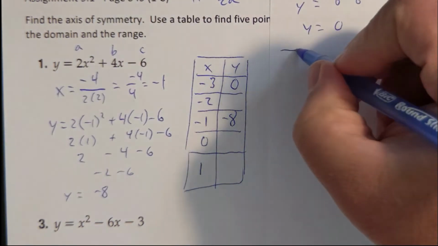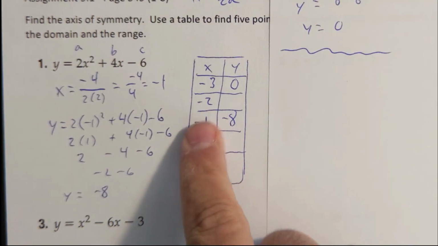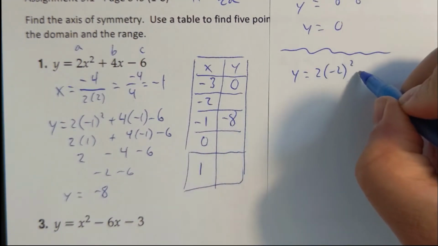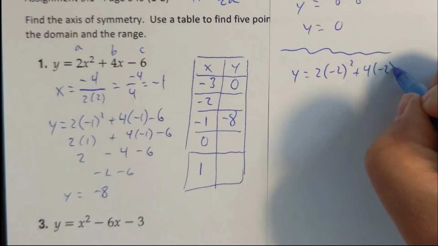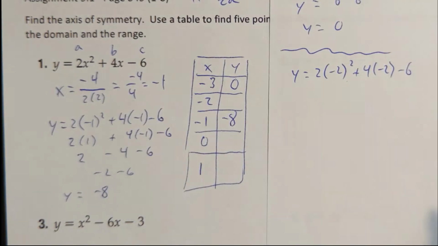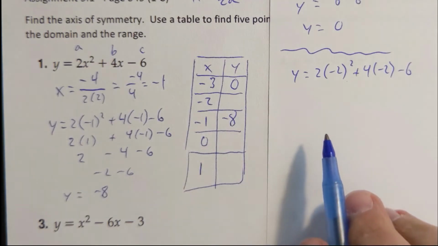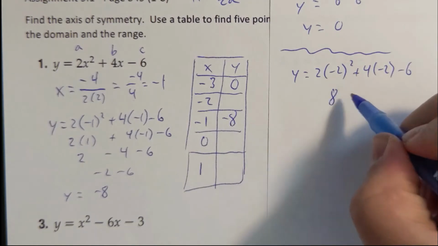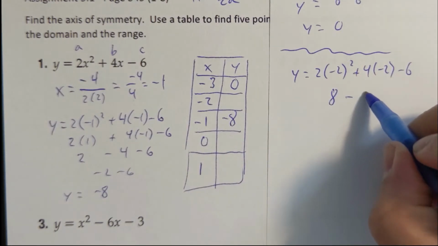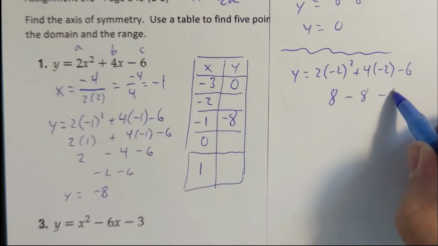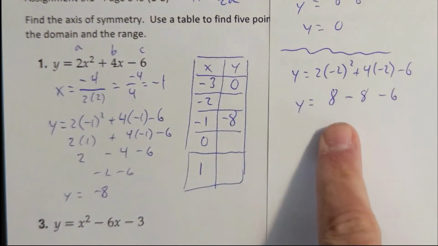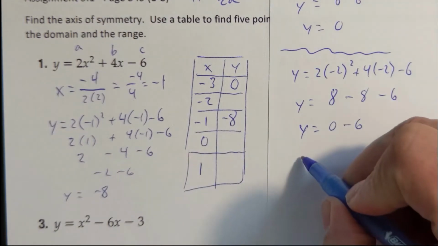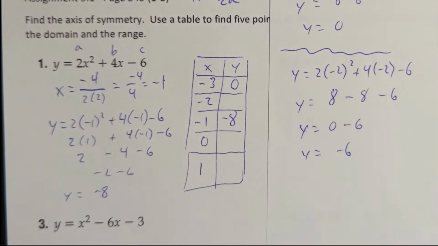Then we're going to do it again. And we're going to use negative 2. So we're going to have y equals 2 times negative 2 to the second power plus 4 times negative 2 minus 6. Then you're going to work that out. So you're going to go negative 2 squared, that's 4. 4 times 2, we're at 8. 4 times negative 2, minus 8. And then we have this minus 6. 8 minus 8 would be 0. 0 minus 6 is negative 6.